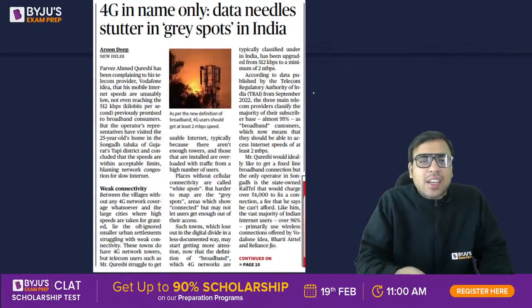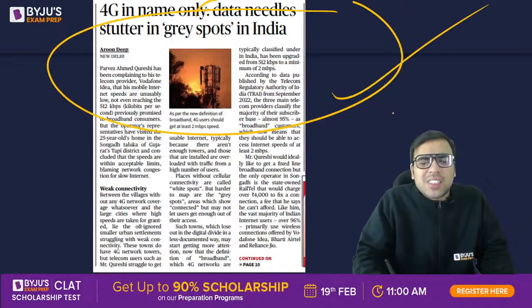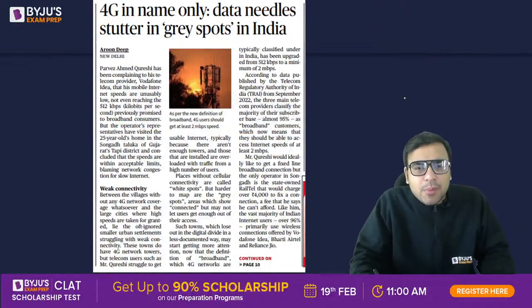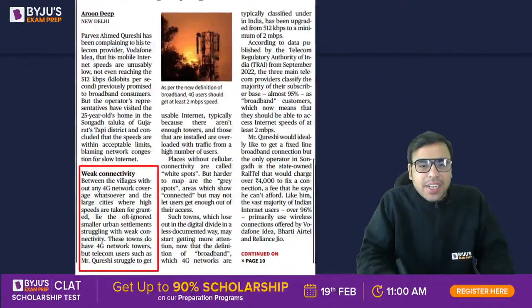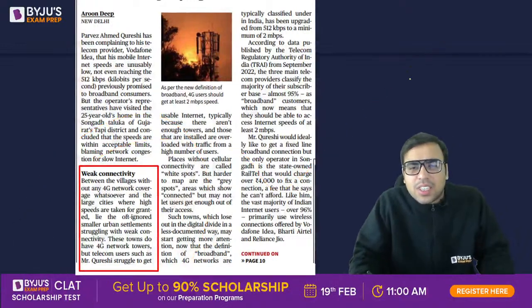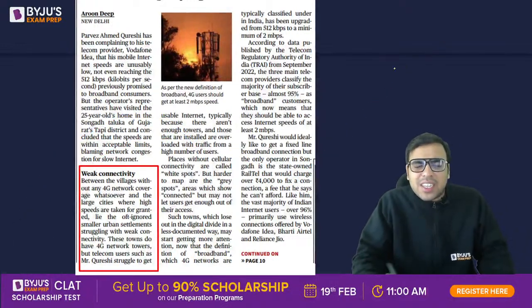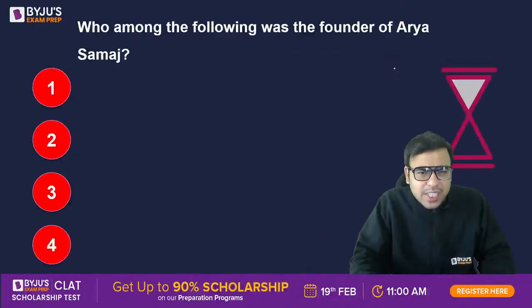Then this is an article, not very important. Just go and read it on your own: 4G name only, data needles stutter in gray spots in India. So 4G is yet not very effective, and also that is an article. No need to go into detail. Yes, Raj Bhavan is what it is called, Amulya Raj.